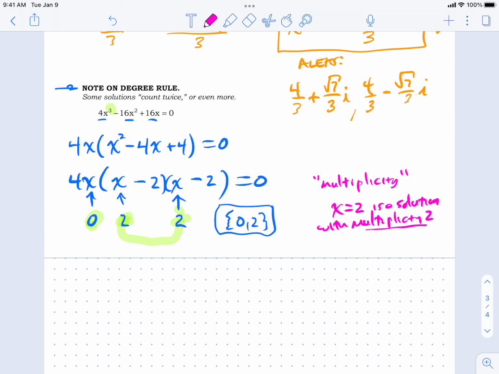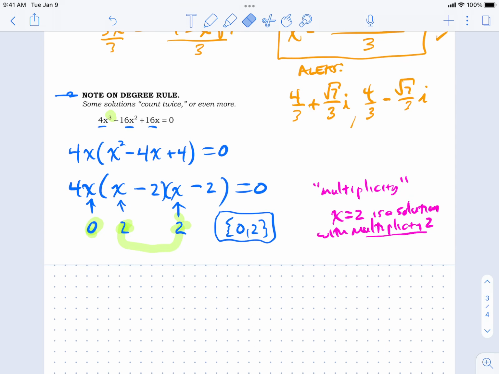And that's going to be an important concept when we start graphing polynomial graphs, things that are wiggly. If you know that x equals 2 has a multiplicity of 2, it actually tells you something about the graph. And we can save that for later. I just wanted to plant a little thing in your brain there. Multiplicity, it's coming. But we don't need it for this homework.